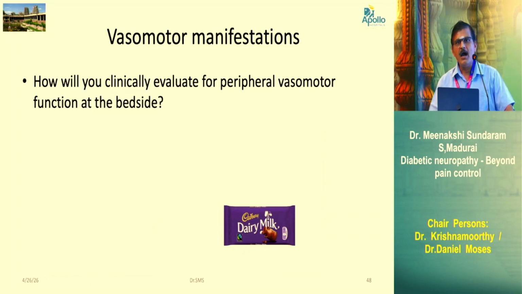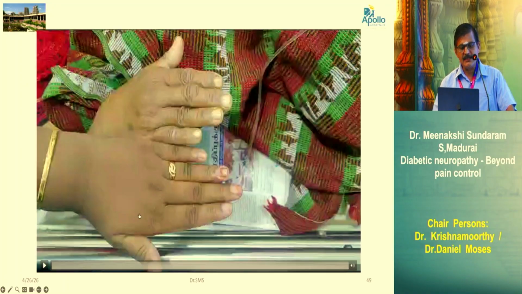Clinical question. How do you clinically evaluate for peripheral vasomotor function at the bedside? How do you say that vasomotor function is affected? How do you say that at the bedside? Anybody? Any clinical test? This is our own clinical test, their own patient.